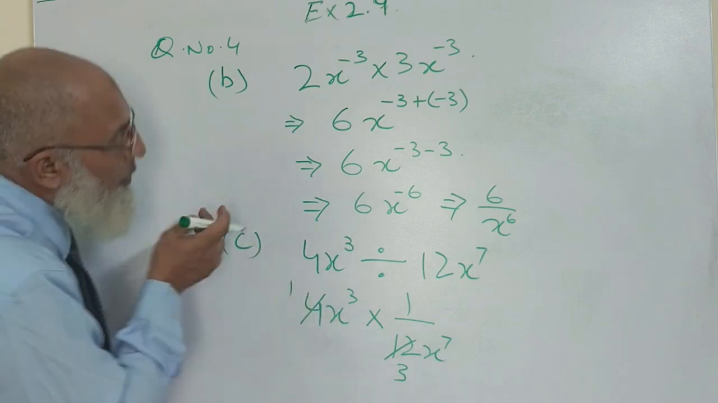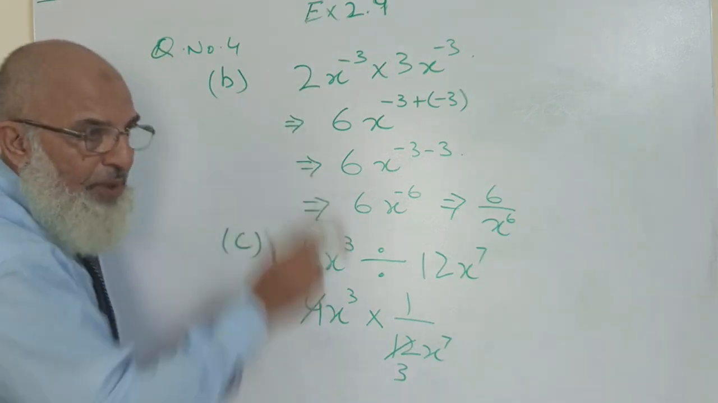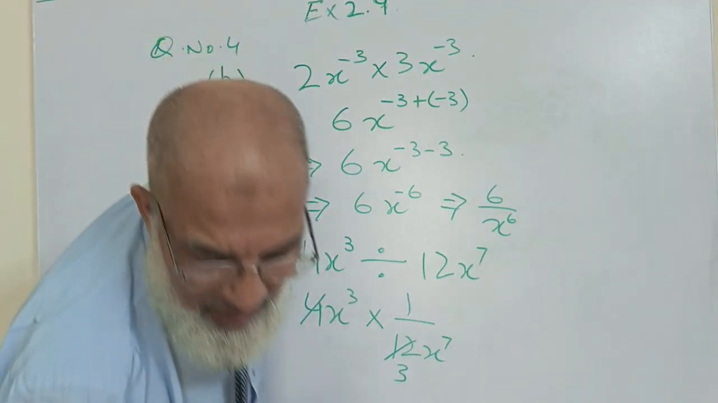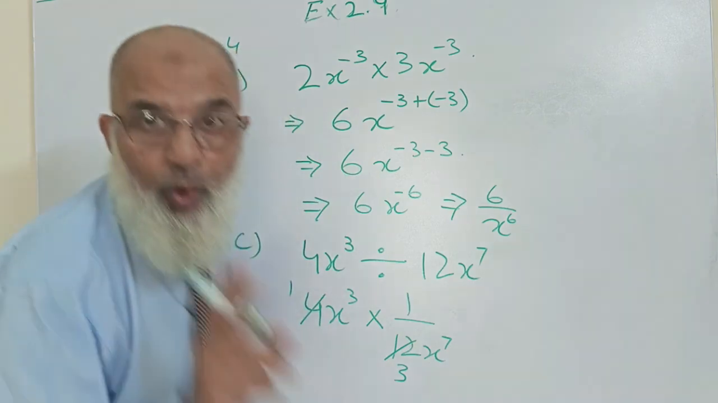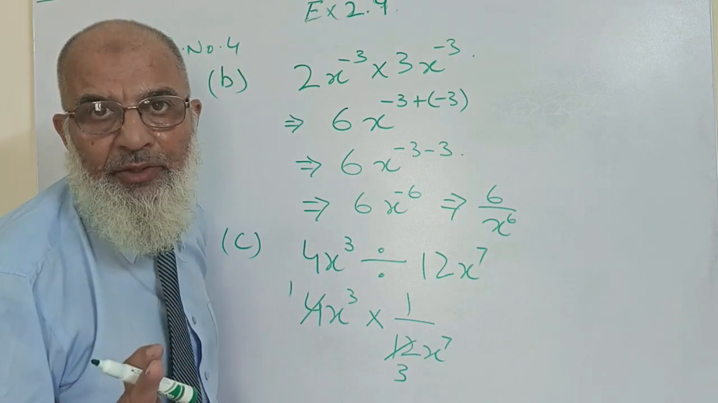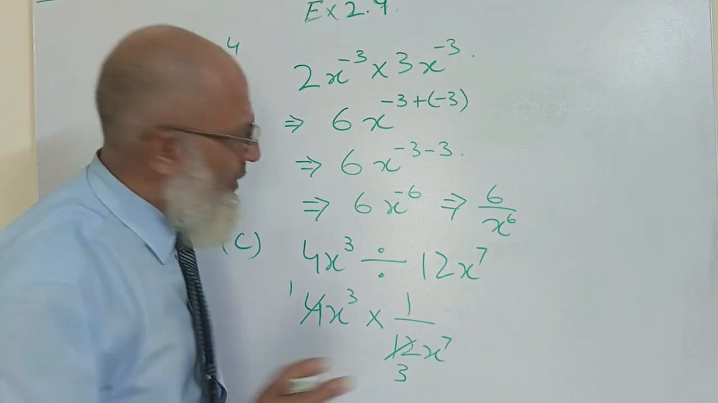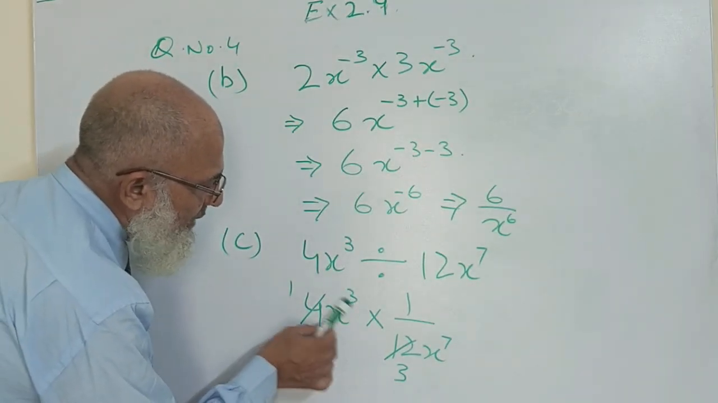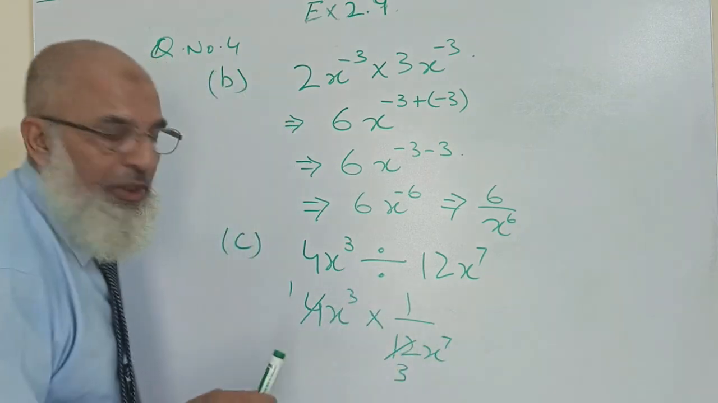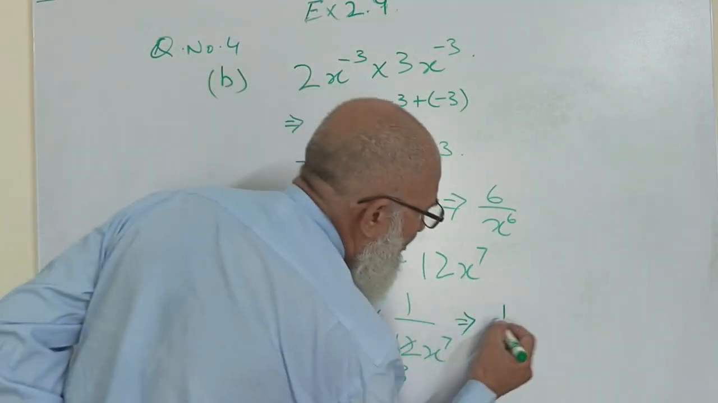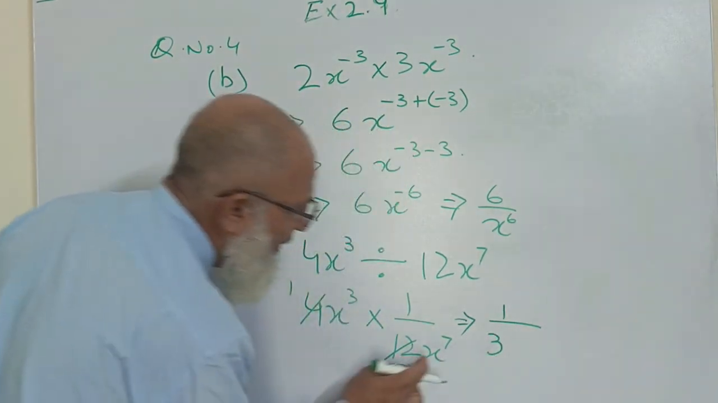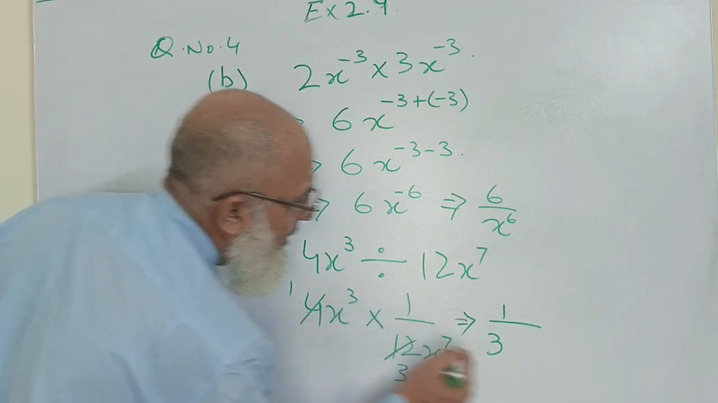Now what we have to do, we have to bring it to the positive integers as the question states. Question states that write your answer using only positive integers. So what we have to do is, we'll bring this x cube down to the denominator. So it will become 1 divided by 3 and 7 minus 3.